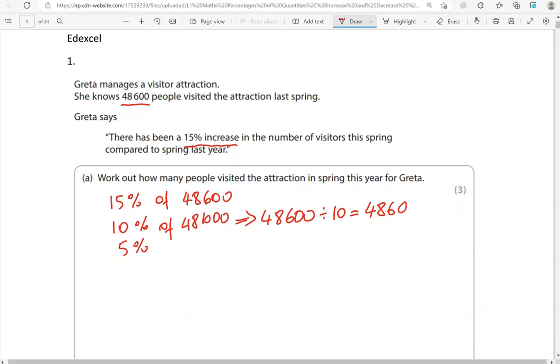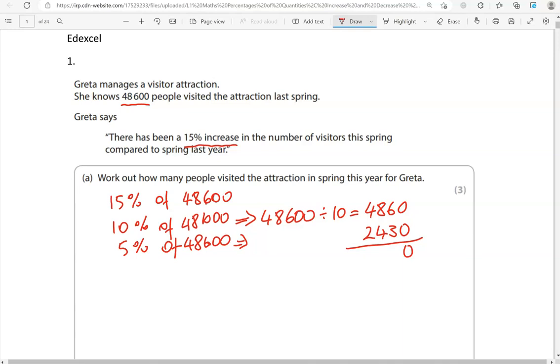So if I work out half of 4,860, then I've got 5%. So half of the 4 is 2, half of the 8 is 4, half of the 6 is 3, half of 0 is 0. So 5% of 48,600 is equal to 2,430. 15% will be the 10% amount and the 5% amount combined. So I'm going to add these two together.